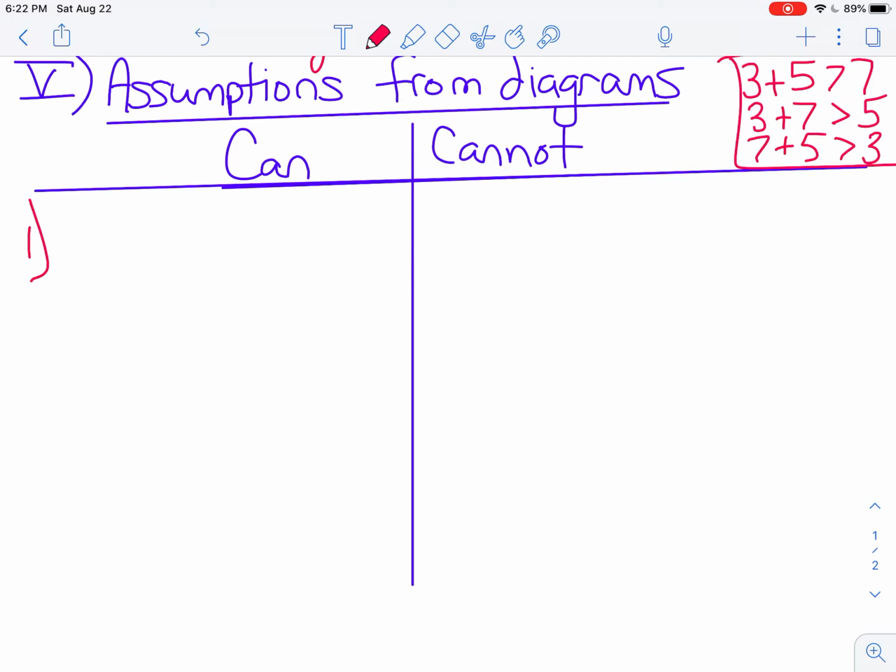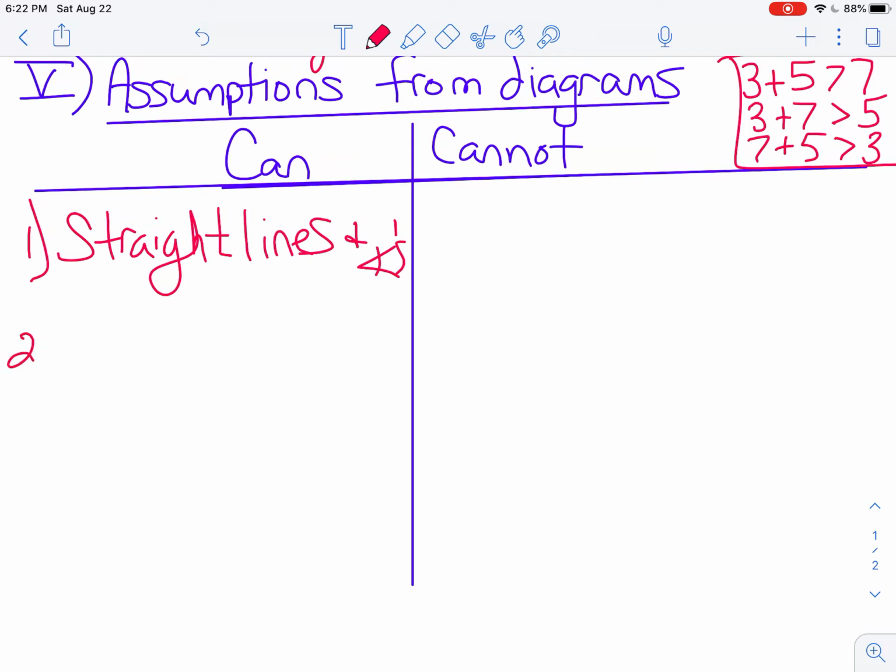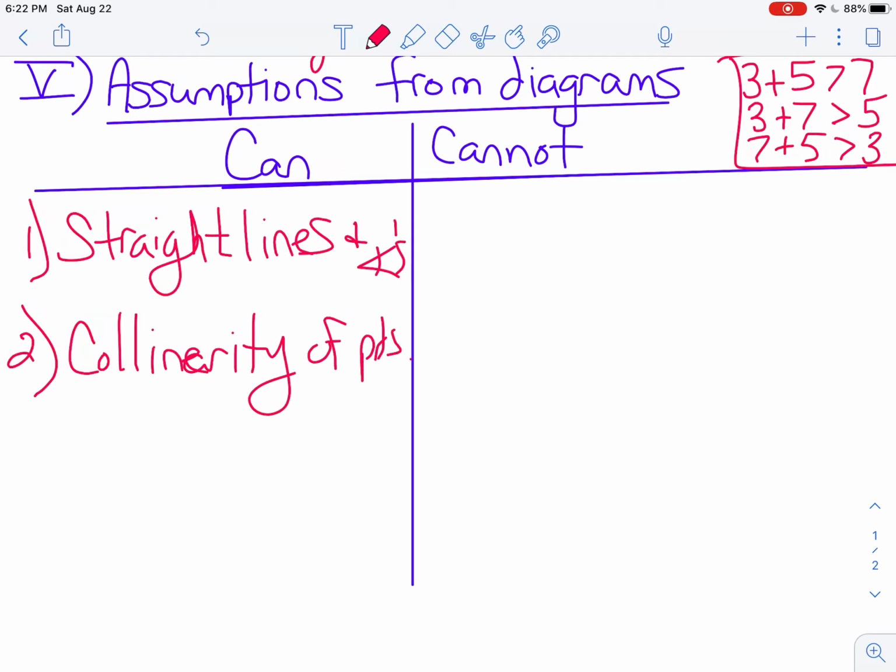The first thing you can assume are straight lines. If it looks straight, you can assume that it's straight. I should put angles in here. We can also assume that a straight line is also a straight angle, right? That's a 180-degree angle. The second thing is collinearity of points. If you look at a segment and you see A, B, and C, you can assume that those are collinear because they're on the same segment. Okay, you're allowed to do that.